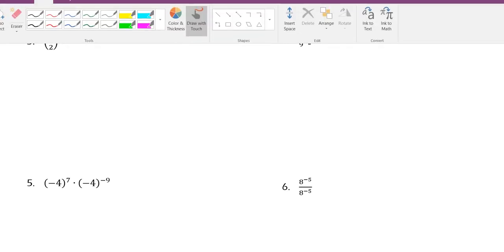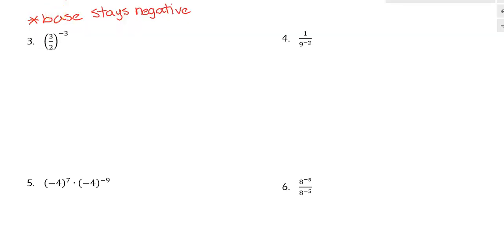Looking at number 3, 3/2 to the negative 3rd. My exponent is negative. So I'm going to flip that fraction. So it's going to be 2 over 3, right? These two flip-flop. And that exponent becomes positive. That's it.